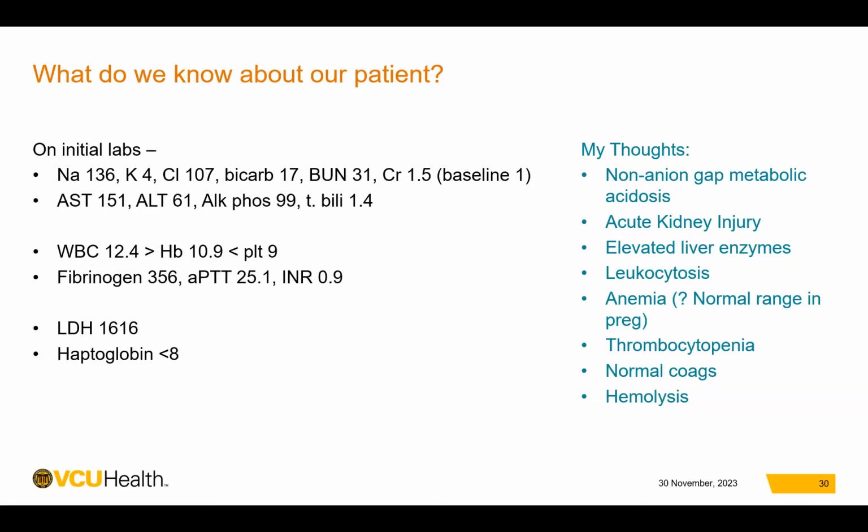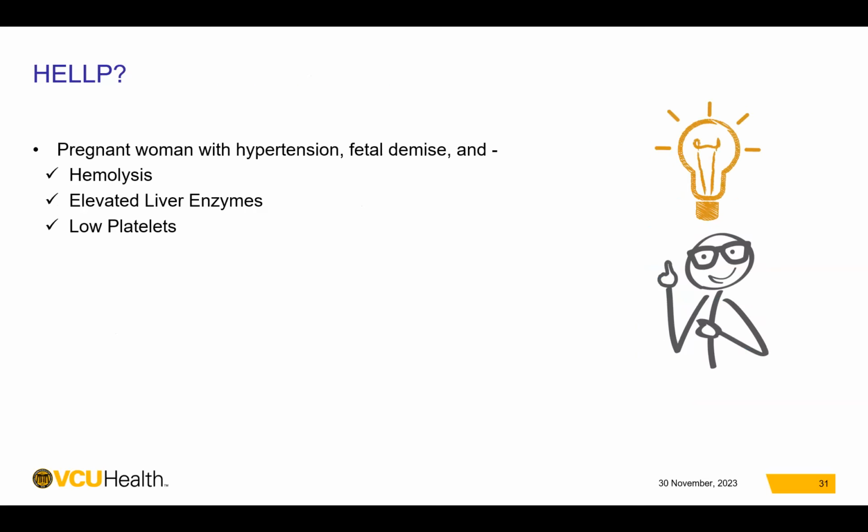All right, let's go back to our patient in these labs. So looking at the lab, she has a non-anion gap metabolic acidosis and acute kidney injury, stage 1. She has elevated liver enzymes, especially an AST that is 3 times the upper limit of normal. And she has a leukocytosis. You might think she has anemia, but again, she's pregnant, so the lower limit of normal is 10.5. But nobody can argue that she has low platelets. Her fibrinogen is normal, her coags are normal, and she has evidence of hemolysis with an LDH of 1600 and an undetectable haptoglobin.